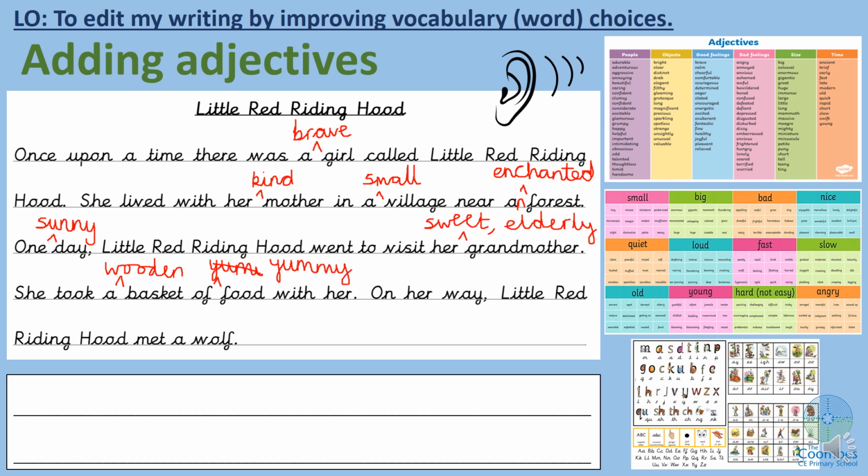She took a wooden basket of yummy food with her. On her way, Little Red Riding Hood met a wolf. How could I describe the wolf? I could say a scary wolf or a frightening wolf. On her way, Little Red Riding Hood met a scary wolf.